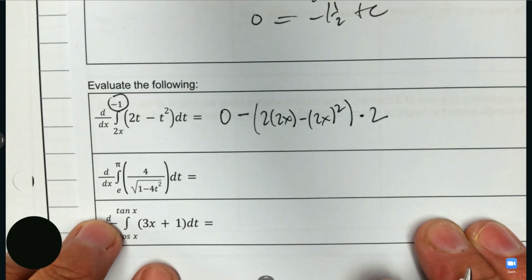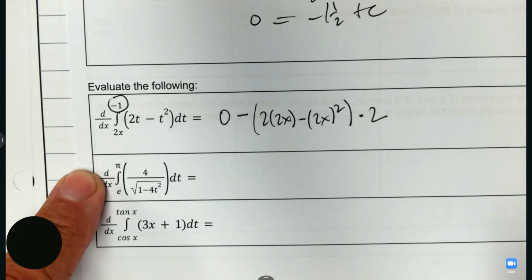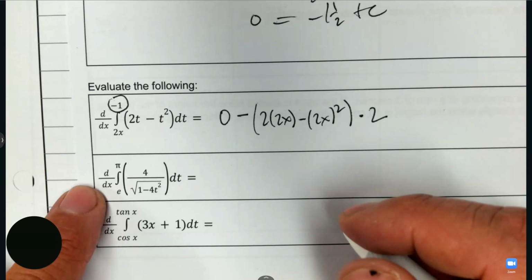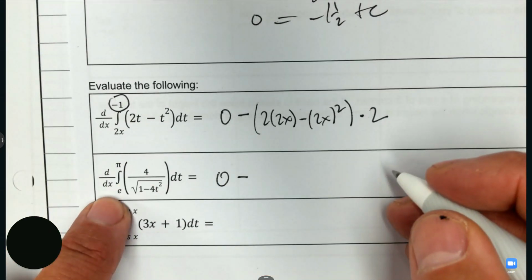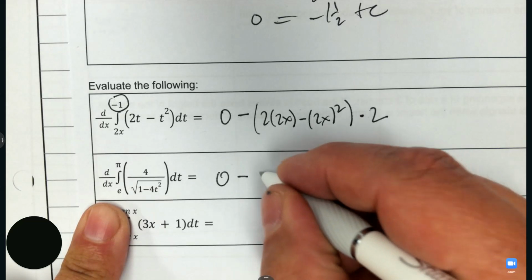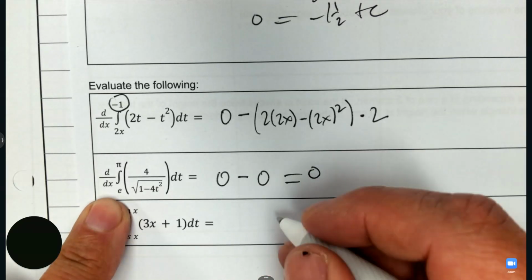Here, the derivative and integration cross out, undo each other. Again, it's a substitution question. Pi is a number. If I plug in, it gives me 0. E is a number. If I plug in and take the derivative, it gives me 0. This answer is just 0.